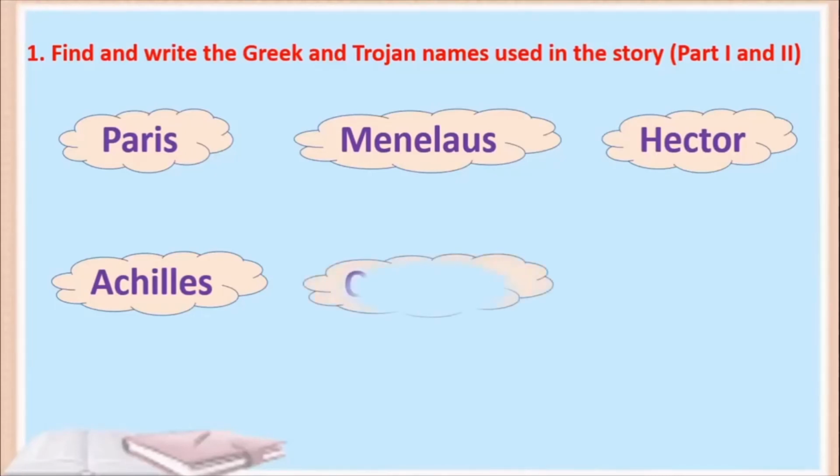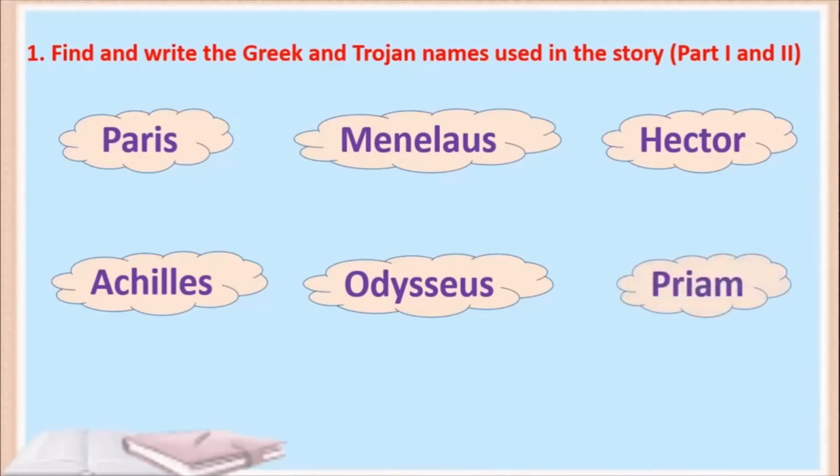Then you have the next person, Odysseus. So if you say that it was Paris who began the war, it was Odysseus who actually went and finished the war. Okay, then you have this person, Priam, who suffered without any mistake of his.